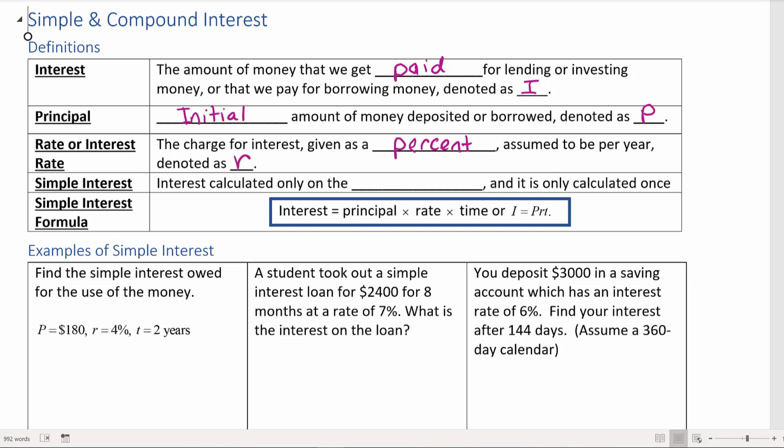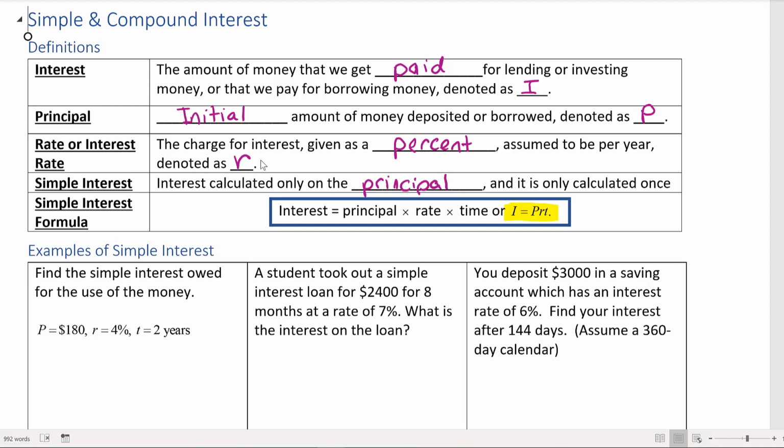Simple interest is interest calculated only on the principal, and it is only calculated once and only once. There is a formula for the simple interest, and that is interest equals the principal, which is the amount of money you start with, times the rate, given as a decimal, times the time, given in years. A shortcut to that would just be I equals PRT.